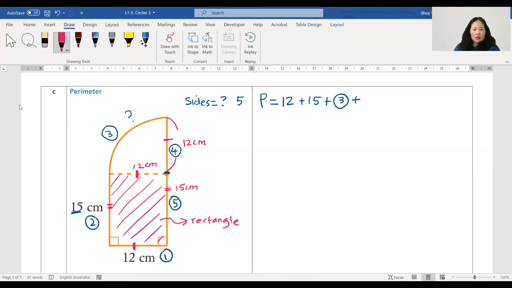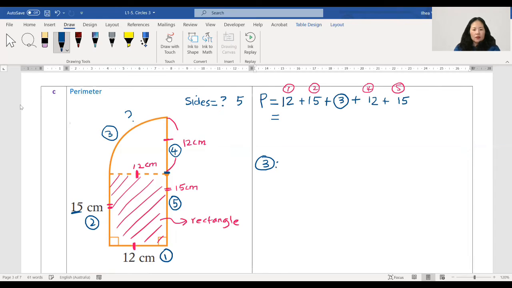Now we got side 1, side 2, side 3 we don't know, side 4, side 5. So I'm going to put all that in because we just found all the missing parts here. Side 4 is 12, side 5 is 15. Okay, so all we need to find is side 3.